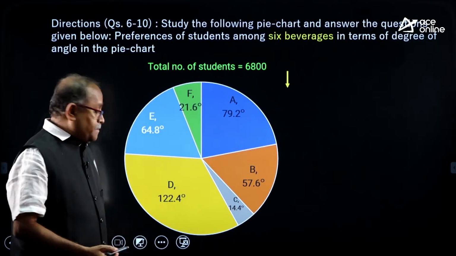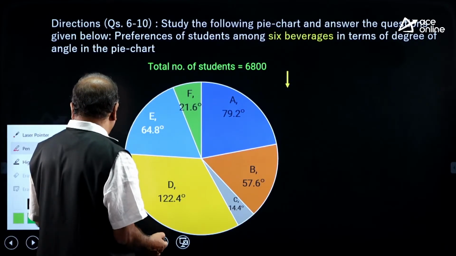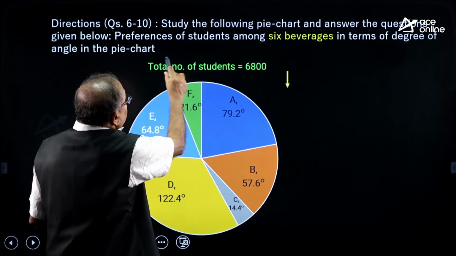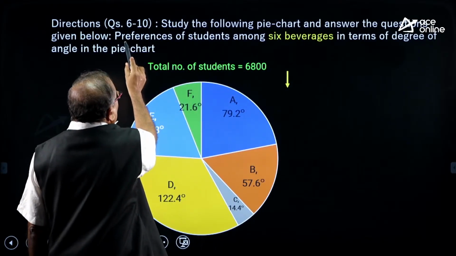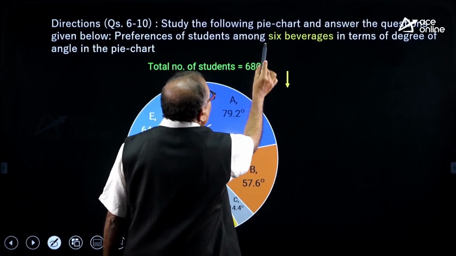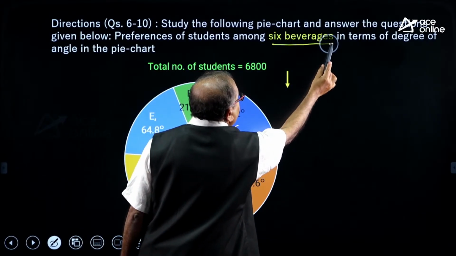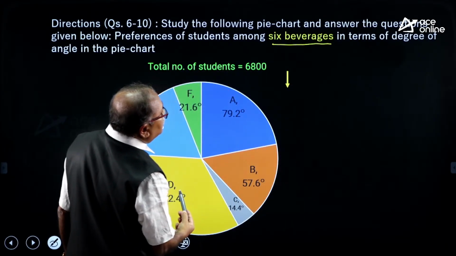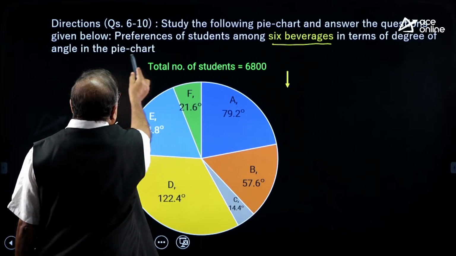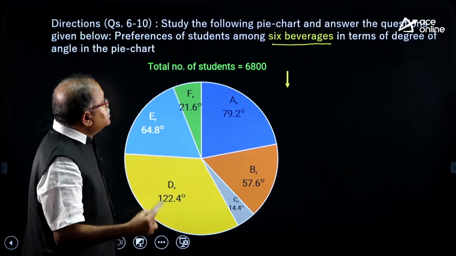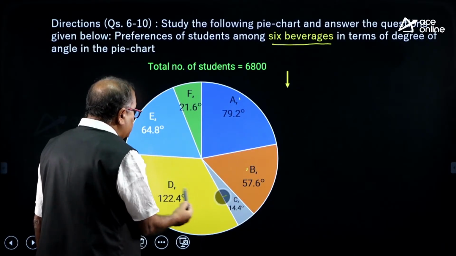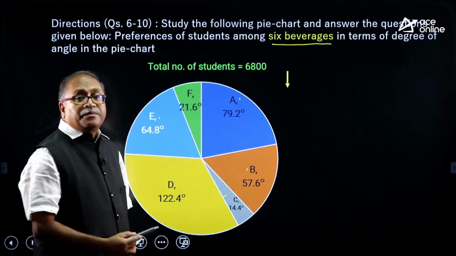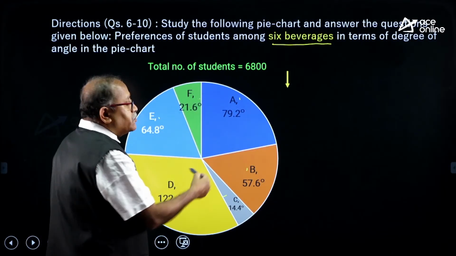Okay, coming to the question part over here. The question is: study the following pie chart and answer the question given below. The preference of students among 6 beverages is given in terms of angle in the pie chart. There are 6 types of beverage, type A, B, C, D, E, F. Now, all is given in terms of angle.